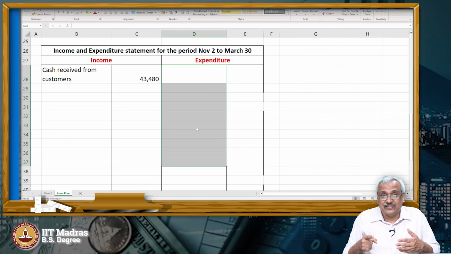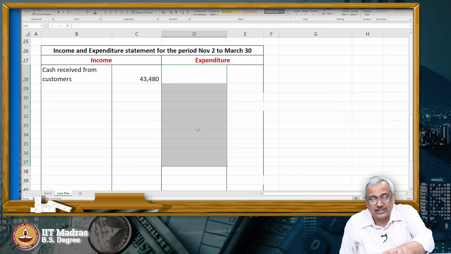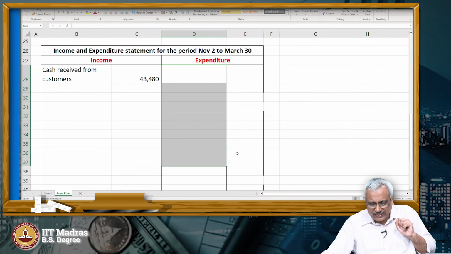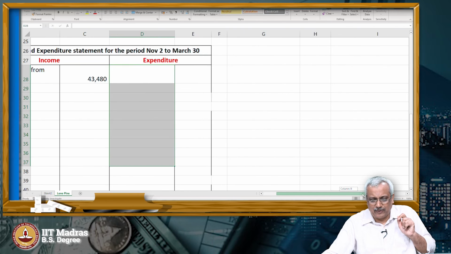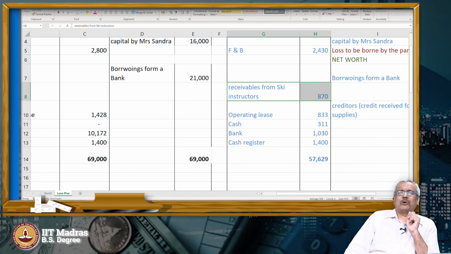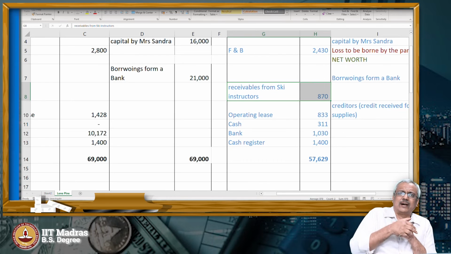You might not have received cash, but it is a revenue which is accrued during the period November 2nd and March 30th. Going by the same lines, if you look at this particular case, there are ski instructors who have run up accounts to the extent of about $870 as in the balance sheet on 30th of March. Have you received it? No, you have not received it on 30th of March or before.